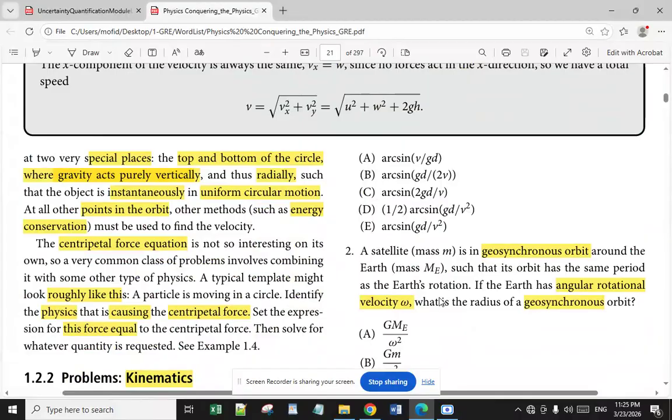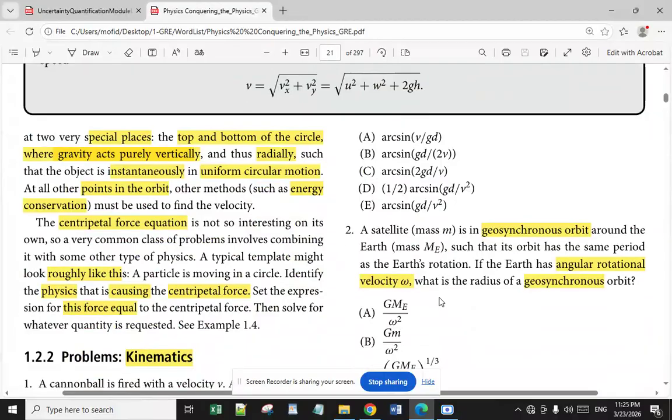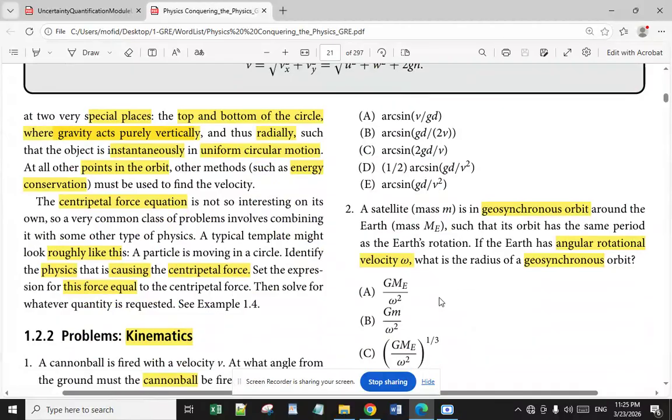The centripetal force equation is not so interesting on its own, so a very common class of problems involves combining it with some other type of physics. A typical template might look roughly like this. A particle is moving in a circle. Identify the physics that is causing the centripetal force. Set the expression for this force equal to the centripetal force. Then solve for whatever quantity is requested.